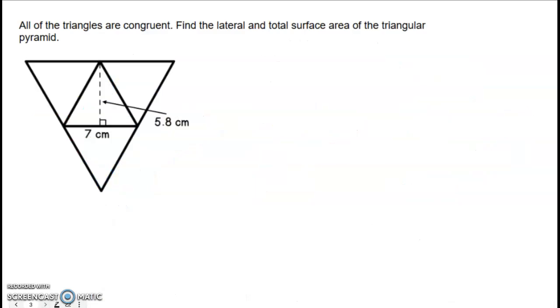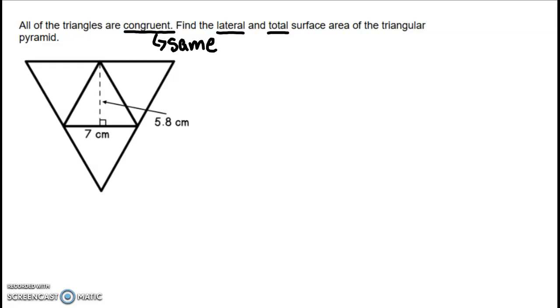All right, moving on to that next example on your paper. It says all of the triangles are congruent. Find the lateral and total surface area of the triangular pyramid. So the first thing I need to look at here is this word congruent. You may not remember what that means, but congruent means that they are the exact same size. So they're telling us that all four triangles here are the same size. I'm still finding the lateral and the total surface area.